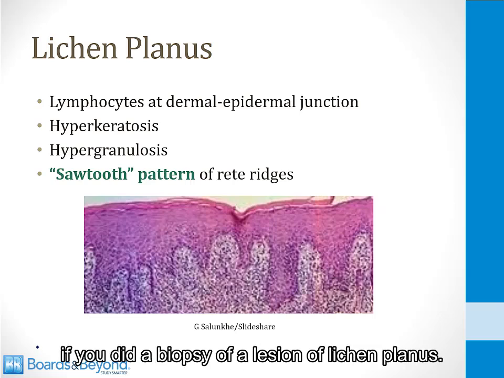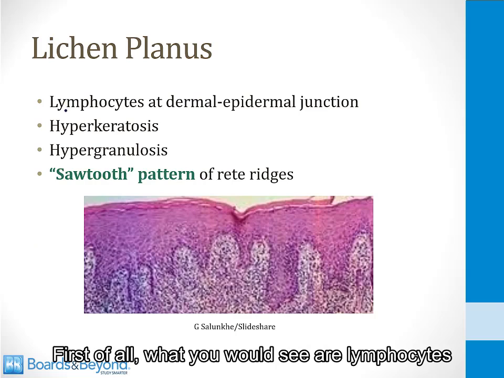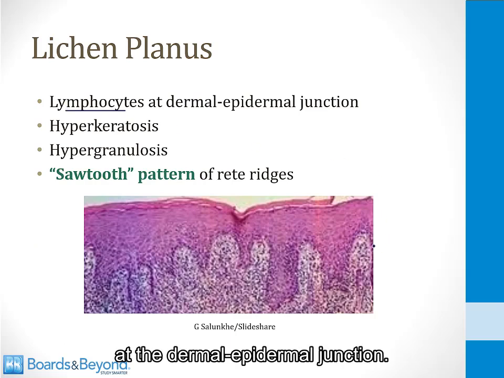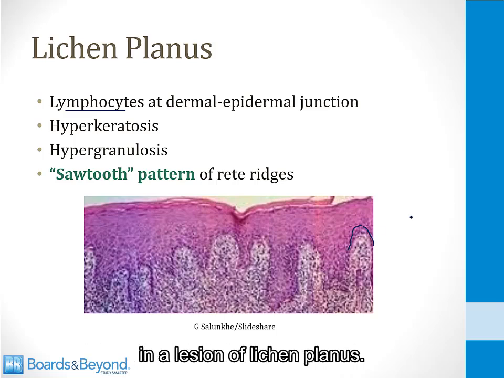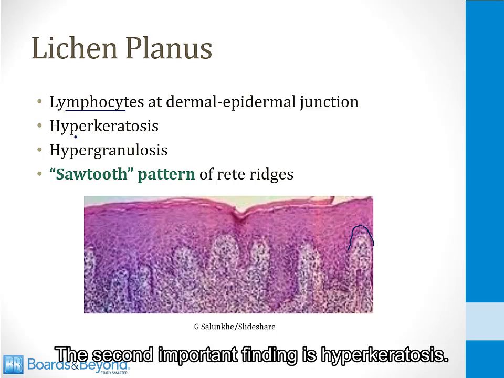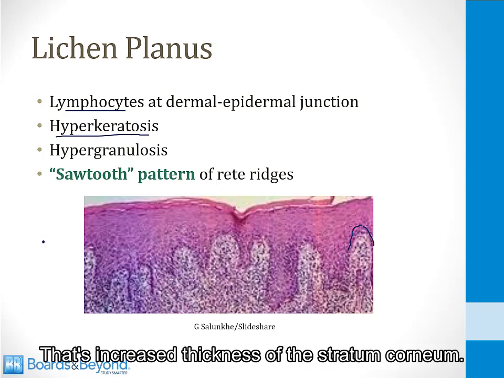Let's talk about what you would see under the microscope if you did a biopsy of a lesion of lichen planus. First of all, what you would see are lymphocytes at the dermal-epidermal junction. This is the dermal-epidermal junction here, and you find lymphocytes there in a lesion of lichen planus. Second important finding is hyperkeratosis. That's increased thickness of the stratum corneum.